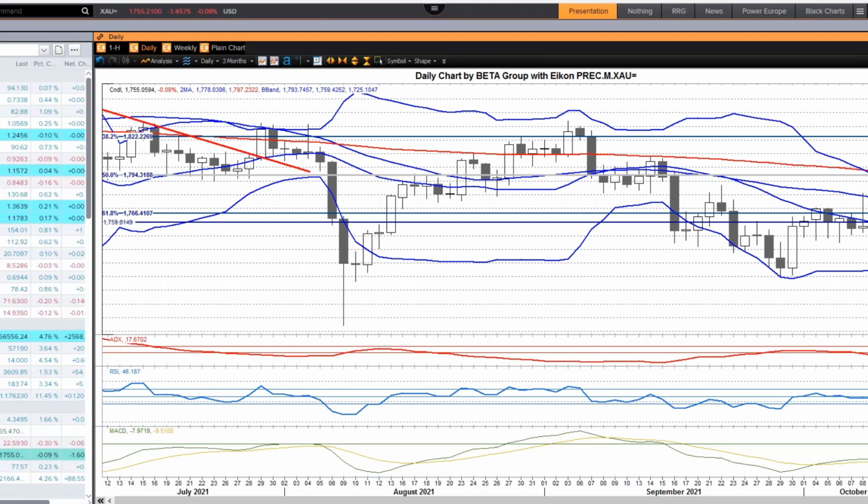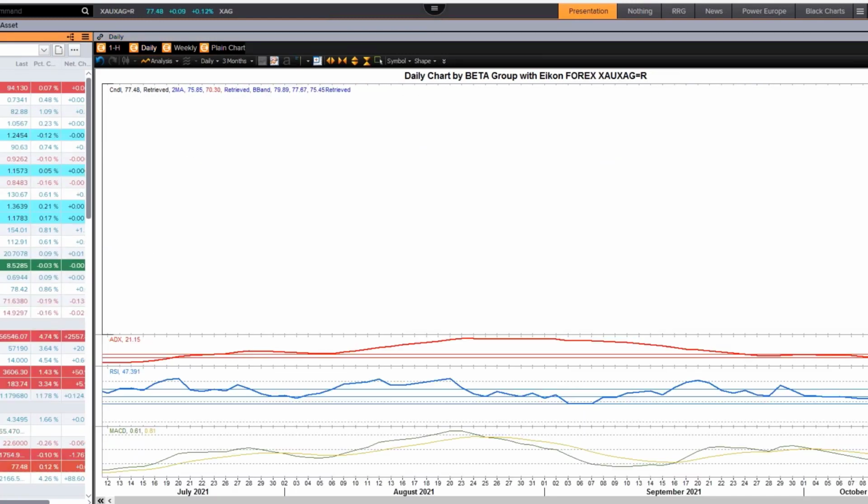Before I go on to the silver, let's look at the gold-silver ratio here.